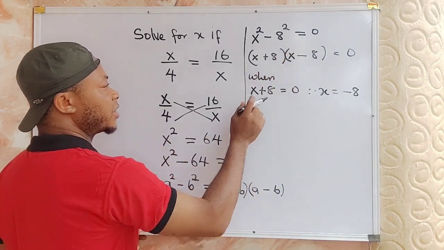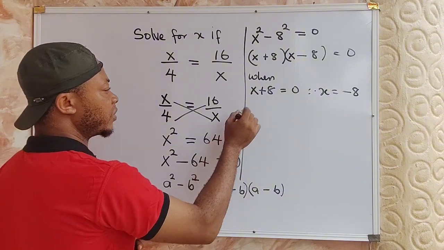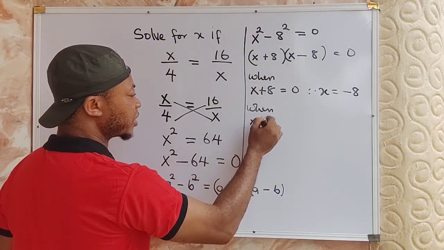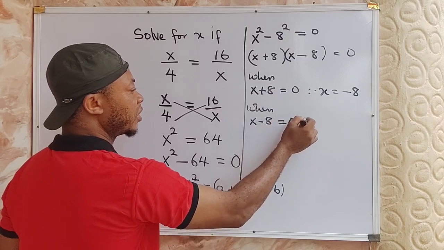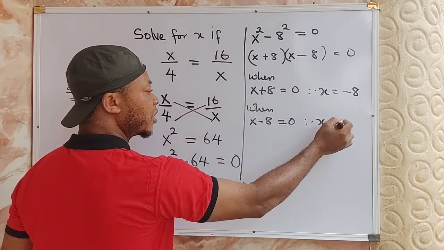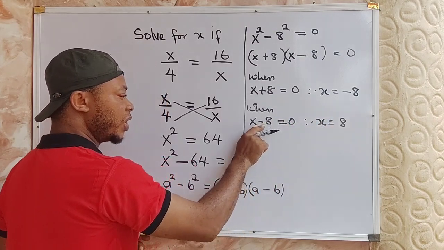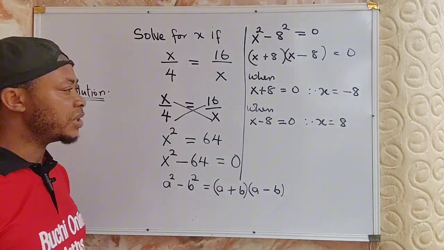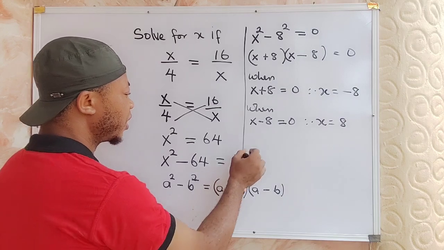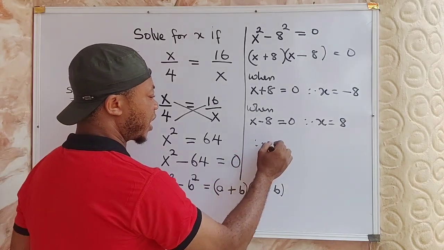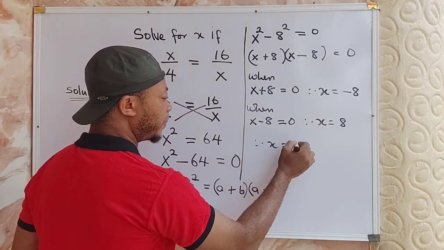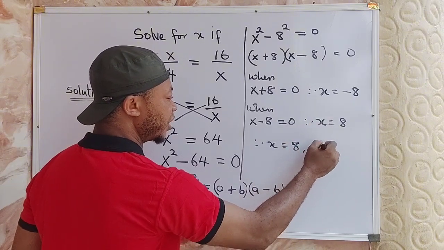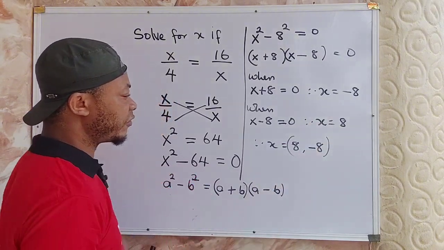Let us consider it when the second bracket is equal to 0. You say when the second bracket, x minus 8, is equal to 0, therefore x will be what? Positive 8. When you move negative 8 to the right, it will change to positive 8. Therefore, the values of x are positive 8 and negative 8. Okay, these are the two values of x.